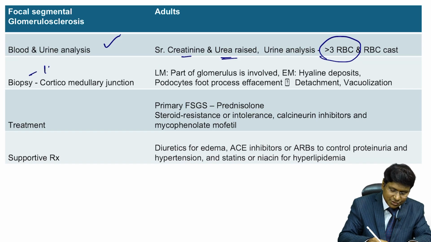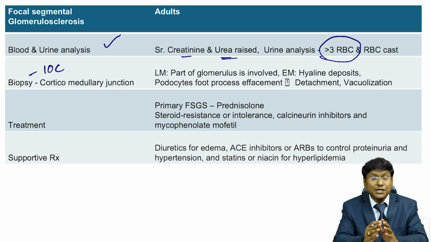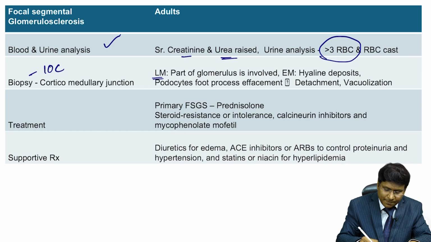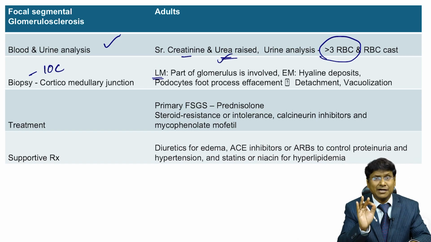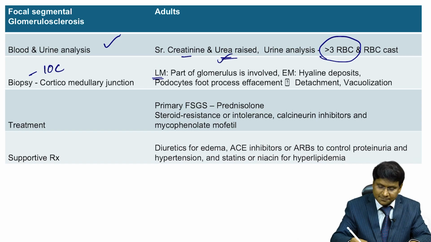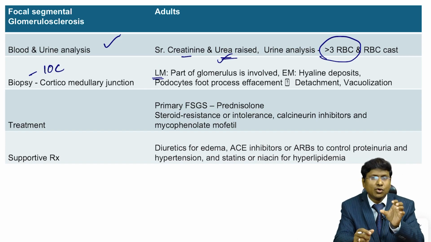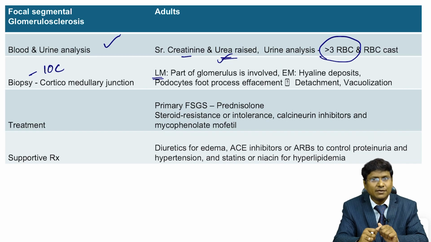But the investigation of choice is the biopsy, and you have to take the biopsy from the corticomedullary junction. If you take a superficial biopsy, there is a high chance that the diagnosis can be missed. Whenever you take the biopsy from the deep, that is the corticomedullary junction, in light microscopy you will notice that only part of the glomerulus is involved, and only a few glomeruli will undergo sclerosis or fibrosis.